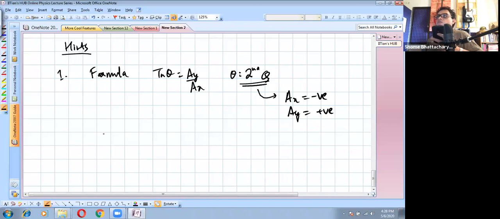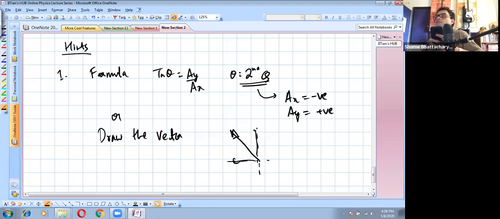Or you can also draw the vector. You can simply draw the vector and understand its angle. If you draw the vector, you see the vector is something like this because it has a negative x component and a positive y component. So then from trigonometry, you can work out how much this angle is, just by finding out this angle and then like that. So that's pretty simple.